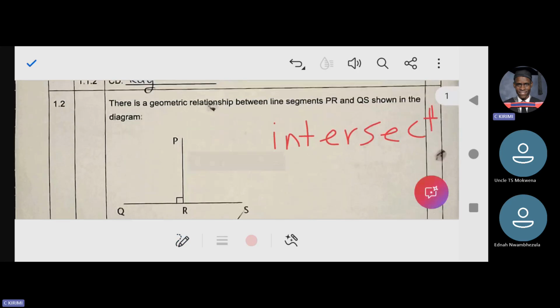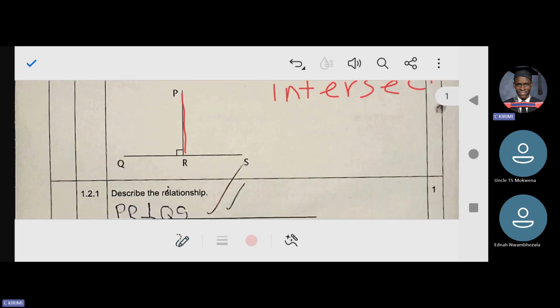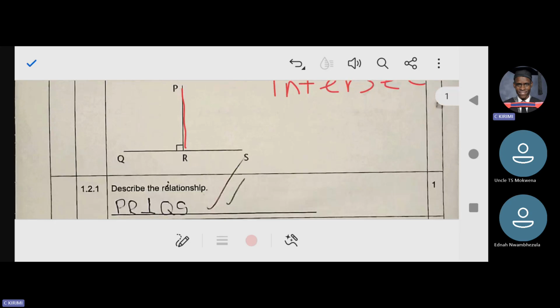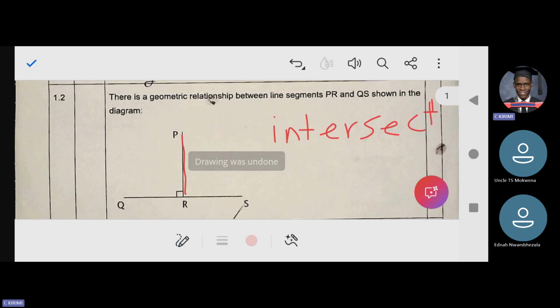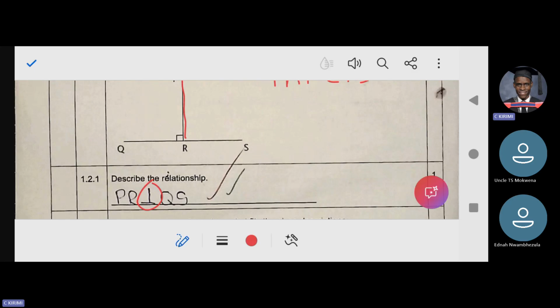So PR, that line PR, this one, is perpendicular. If you want to write it in words, you can write perpendicular in words, or you can use the symbol for perpendicular, which is this one. So we are saying that line PR is perpendicular to which line? To the line QS. Line QS, which is the bottom horizontal line. That is our line QS. So you use that, that is the relationship.